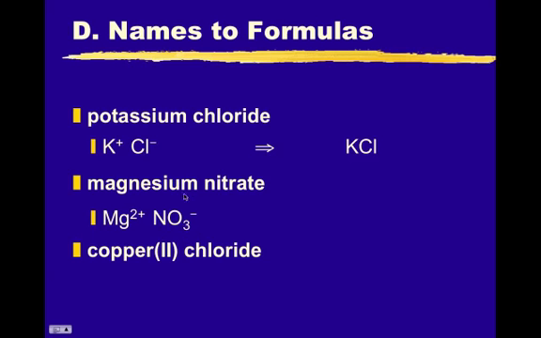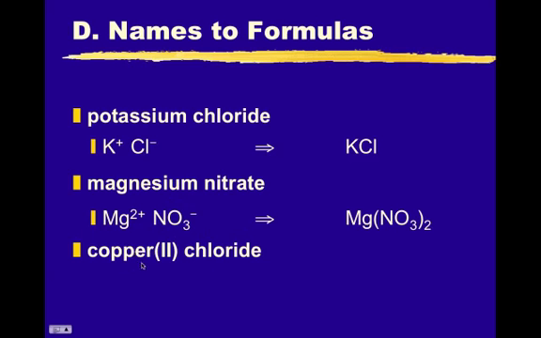Now, remember, we have to cross our charges to balance them out. So this 2 is going to come to the nitrate, and this 1 is going to go to the magnesium. Now, remember, with polyatomic ions, we have to use a parenthesis. We'll have to put a parenthesis around NO3 because we can never change polyatomic ions. Never, ever. So we end up with Mg(NO3)2.